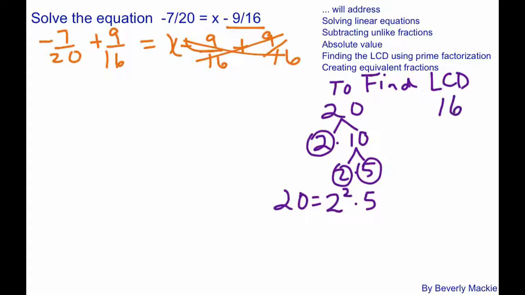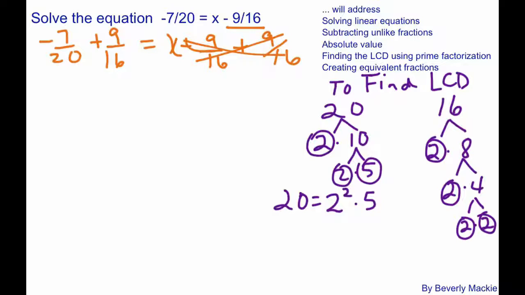Let's do the prime factorization for 16. 2 times 8. Circle the 2. Continue with the 8. 2 times 4. Continue with the 4. 2 times 2. And I have all my primes circled. The prime factorization for 16 is 2. How many 2's? 1, 2, 3, 4. 2 to the 4th power.